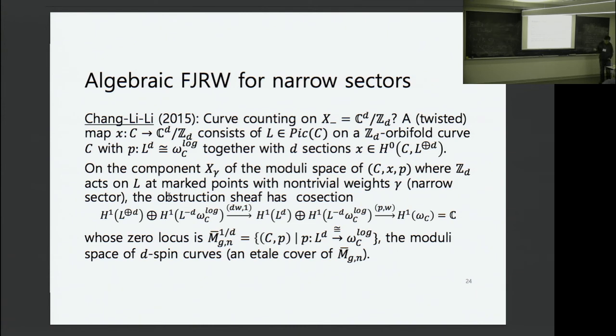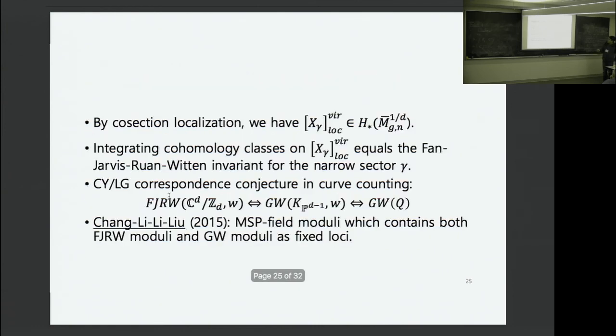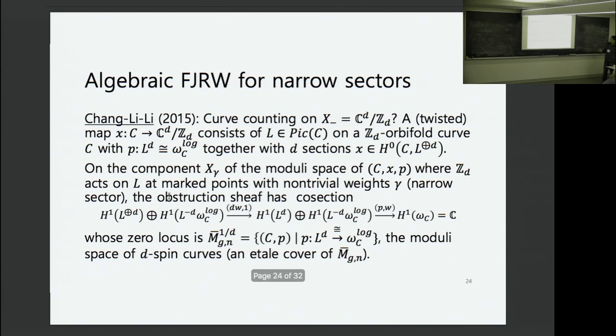I cannot entirely skip this. Okay, so the point of FJRW theory is curve counting on X minus, this C^D mod Z_D. So what is a curve on X minus? You have to think about a map from a curve to C^D mod Z_D.